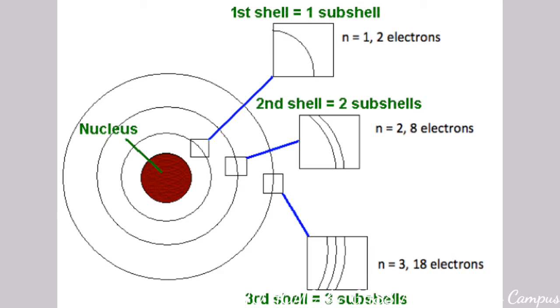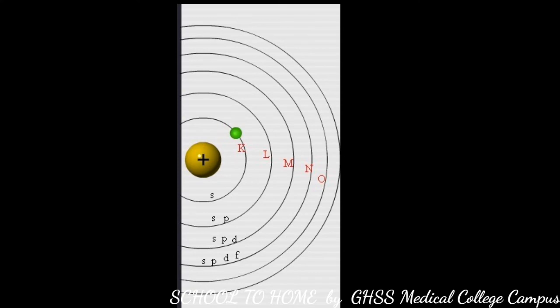Each main energy level or shell except K has more than one subshell. The number of subshells in each energy level is equal to its shell number. Listen carefully. The number of subshells in each energy level or shell is equal to its shell number. That is why K has only one subshell, because the shell number of K is 1. K being the first shell.